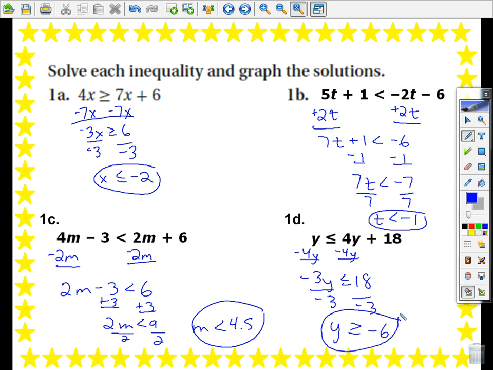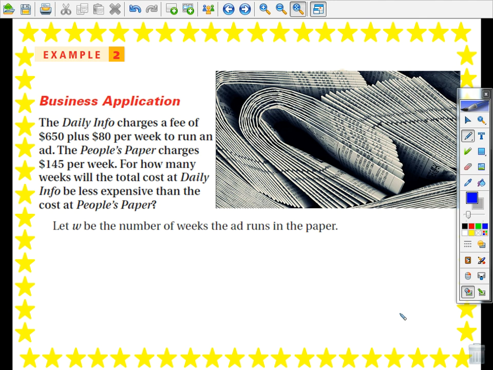Let's investigate a few word problems. All right, the Daily Info charges a fee of $650 plus $80 per week to run an ad in the paper. The People's Paper charges $145 per week, so that would be $145 per week. They don't charge a one-time fee. So this was Daily Info. This was People's Paper. For how many weeks will the total cost of Daily Info be less expensive than the cost of People's Paper?